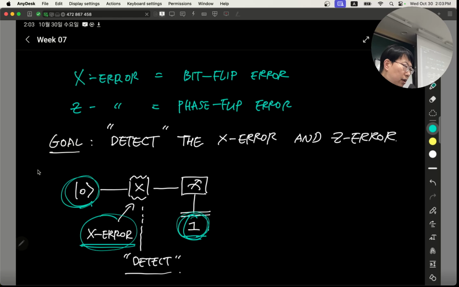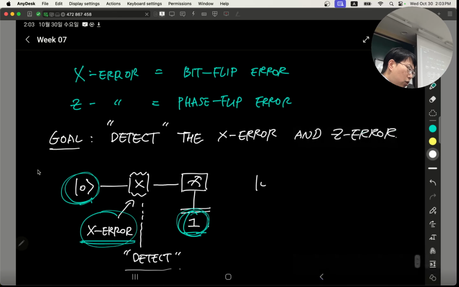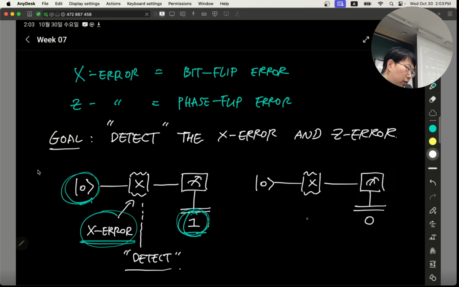Now let's think about it this way. How about I get the same detection, an X error detected, but the measurement outcome says 0. So there are two possibilities.